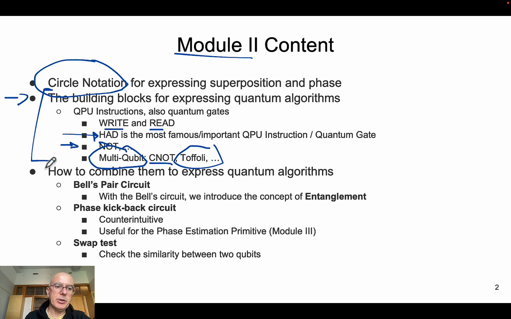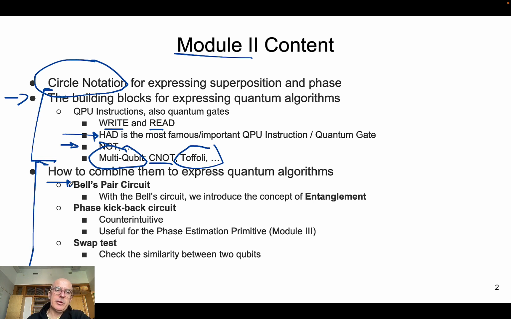In the third part, we're going to look at the use of different quantum gates to create some very famous quantum circuits, in particular the Bell's pair circuit that you have already seen in the assignment of the first module. We are going to look at the phase kickback circuit, and last but not least, the swap test.